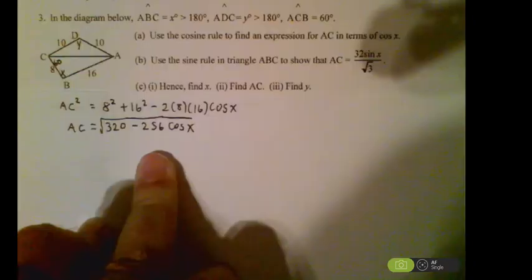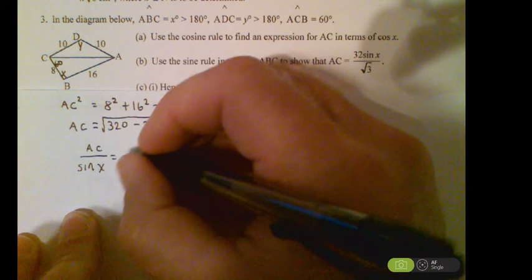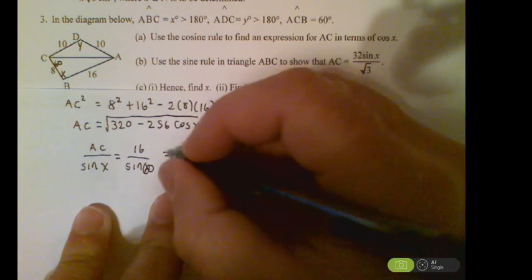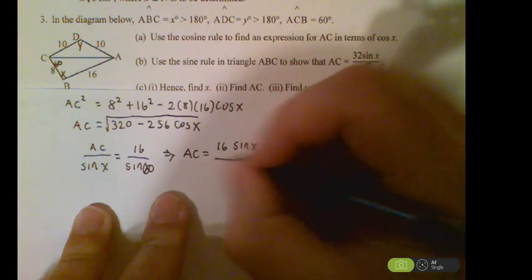So in this one, we're still talking about angle x. So we could do something like AC over sine x equals 16 over sine 60, using the sine rule for that. So we got our AC over sine x. And then we got the 16 over sine 60. So if I just multiply my sine x over to the right, I can get AC by itself. So now I got my AC equaling 16 sine x over sine 60.